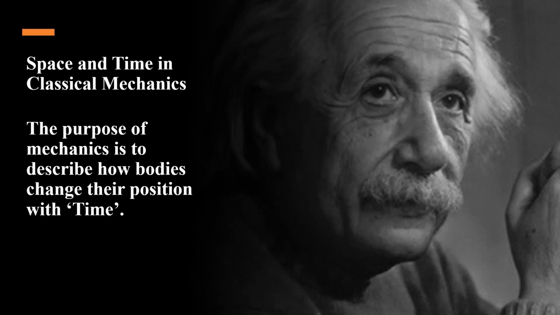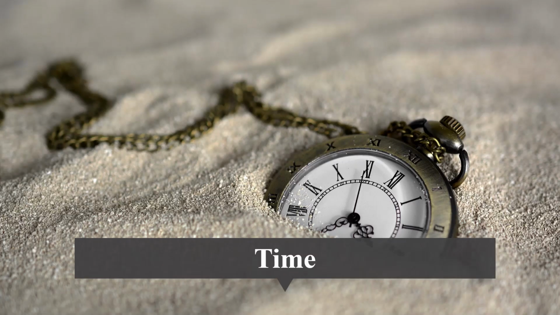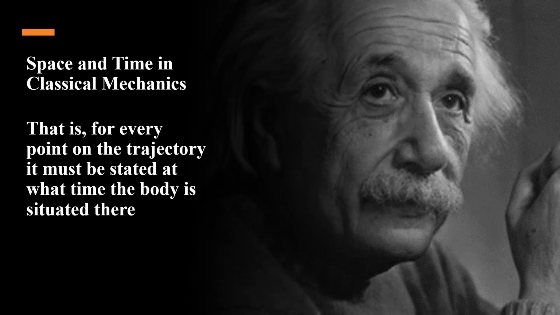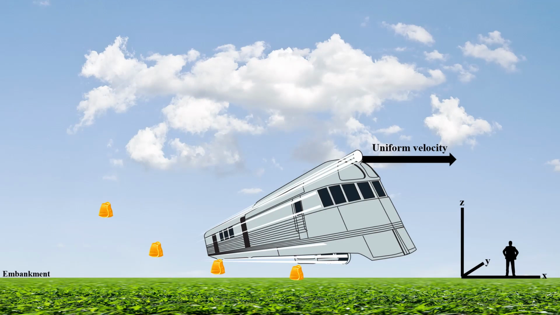Having given that perspective on space, Einstein moves to the subject of time. He states that in order to have a complete description of the motion, we must specify how the body alters its position with time. That is, for every point on the trajectory, it must be stated at what time the body is situated there. So if we selected the motion of the stone, as seen by the pedestrian, for example, it must be stated at what time the stone is situated there. How do we do that?